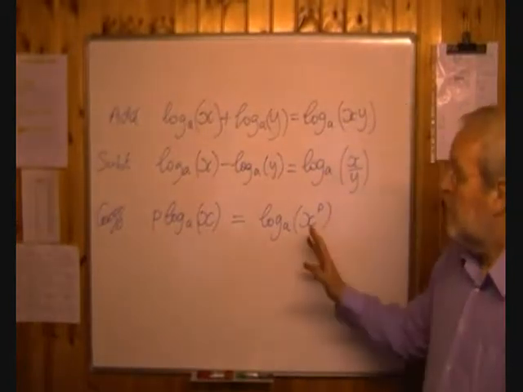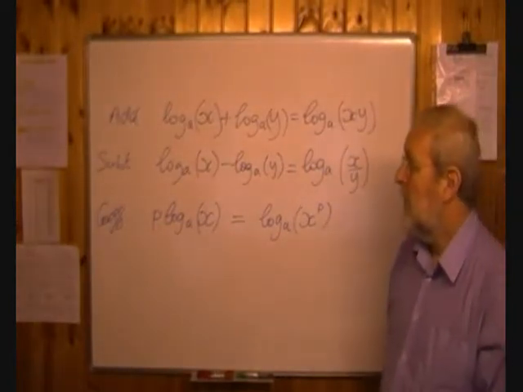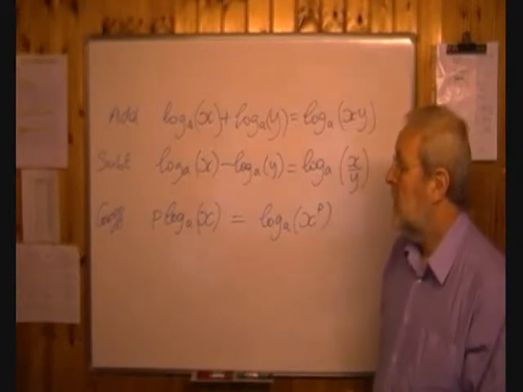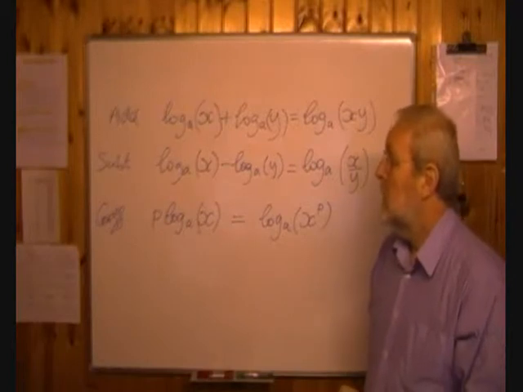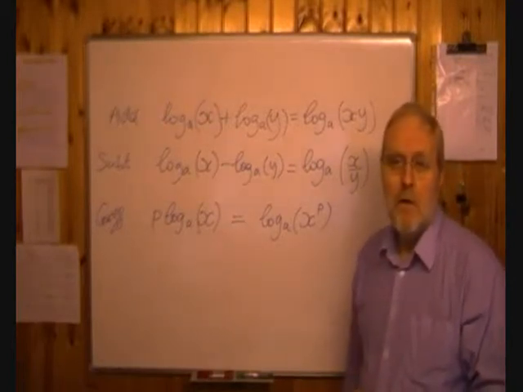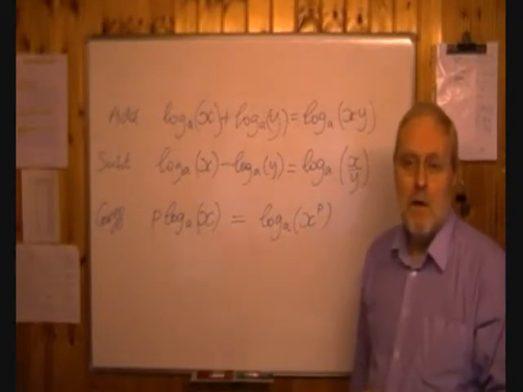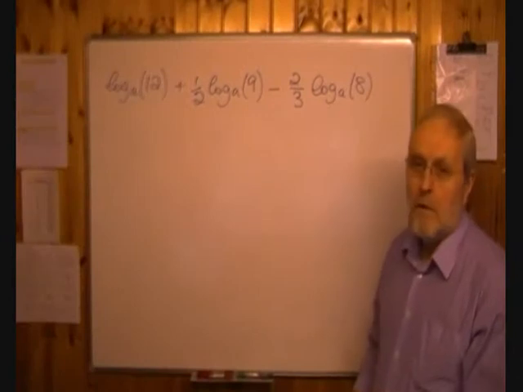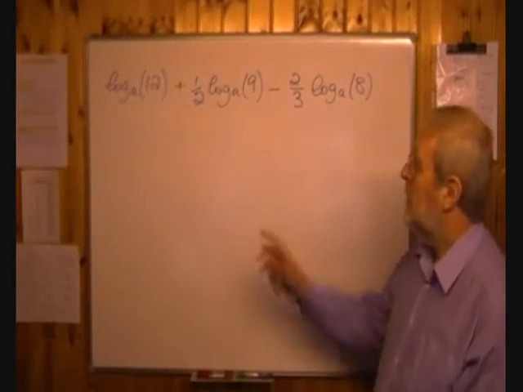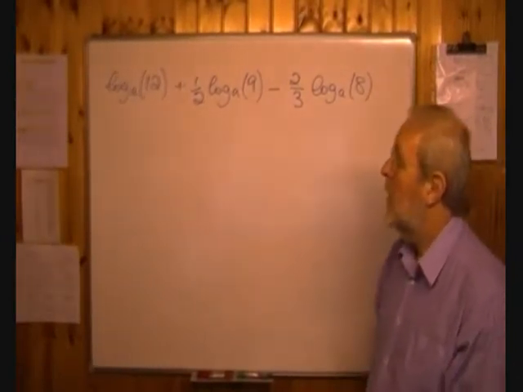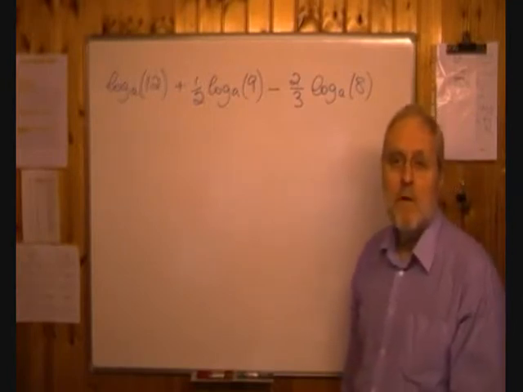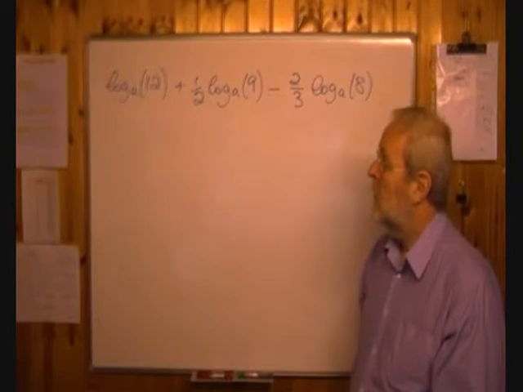So these are the three rules that we're going to be using to manipulate logarithms, and what follows is an example of how to combine a series of logarithms into one log, which is a question favoured by examiners. This is the question that we're going to attempt. We want to express this as one logarithm, so we're going to combine, using the rules I just mentioned, into one logarithm.